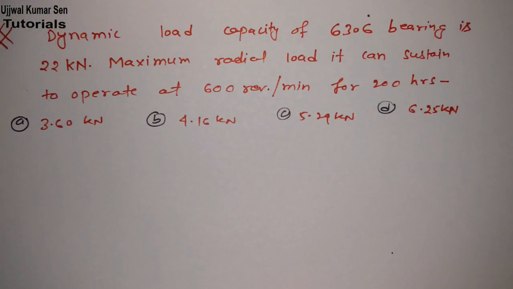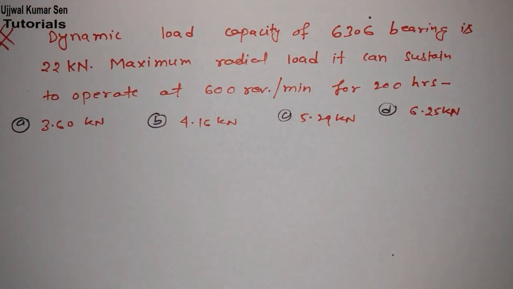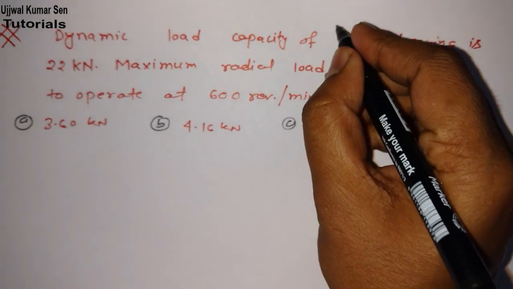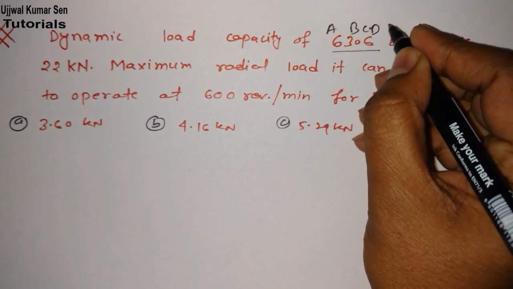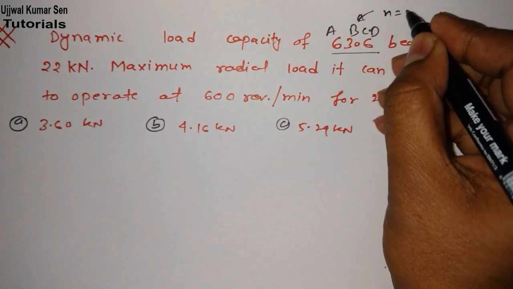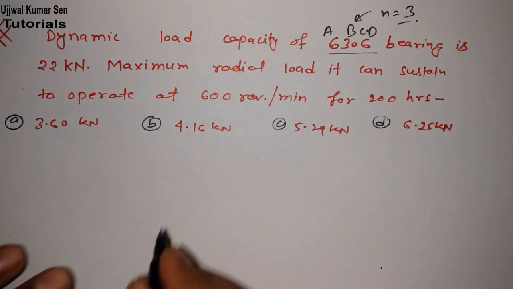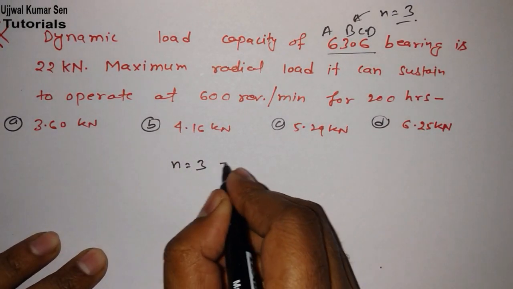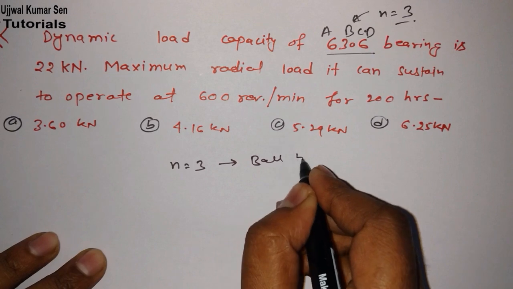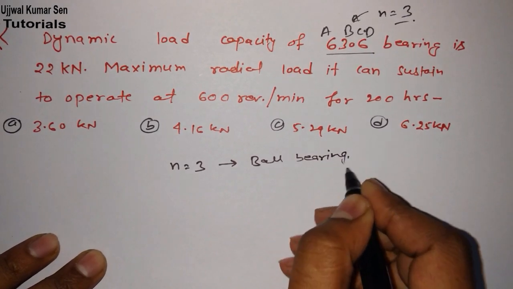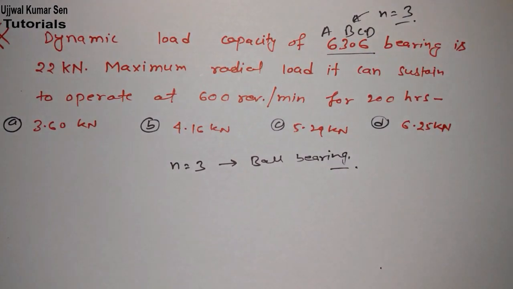In the second question we have right now here, as I have been talking about, let's say the designation of the bearing A, B, C, D. From B we can say what is N? N is equal to 3. So if N is equal to 3, that means what type of bearing we have? Ball bearing, right?